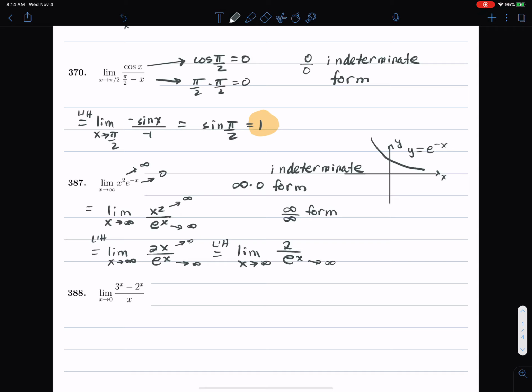Now it seems like we're all done, but sometimes I feel like students have a little trouble on this. Think about what's going on. The denominator is getting very large. And so you have 2 divided by a large number, so the limit is 0.